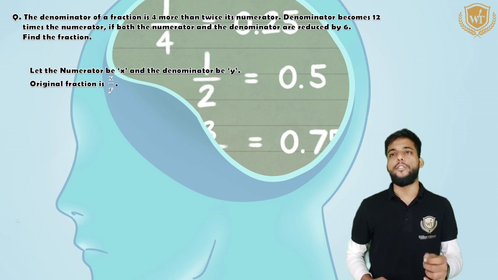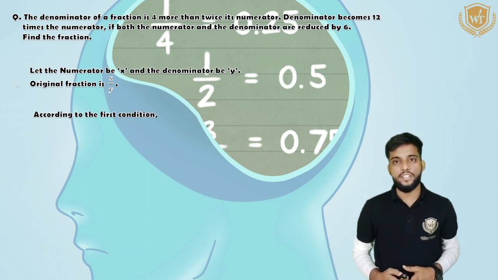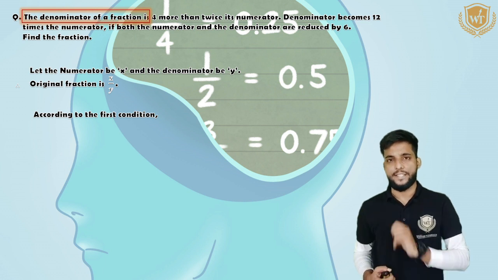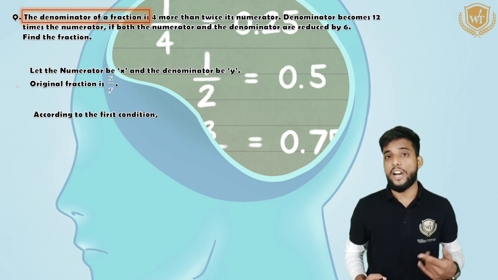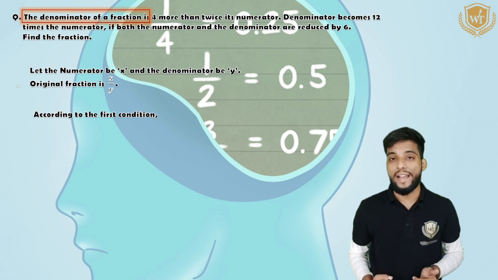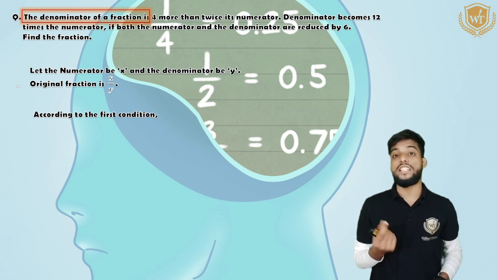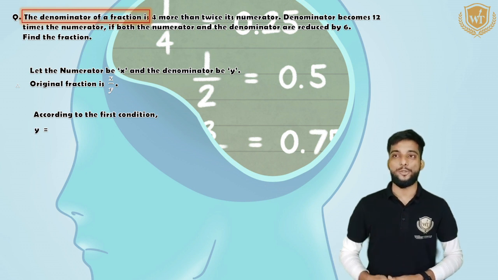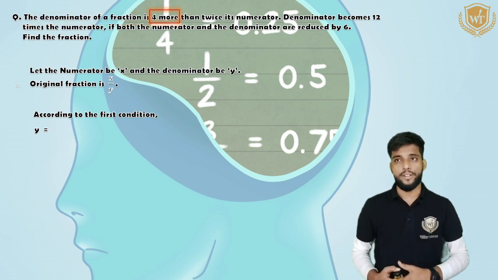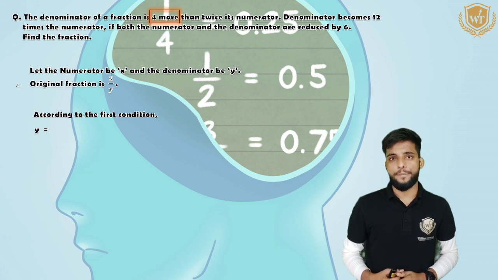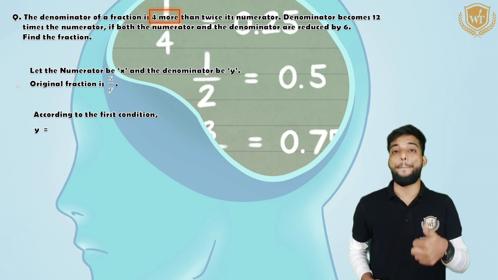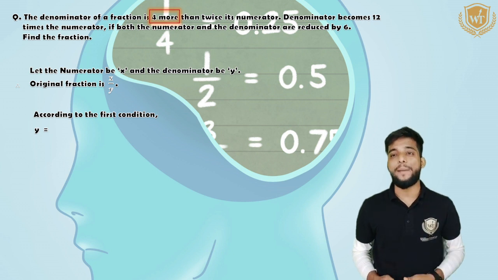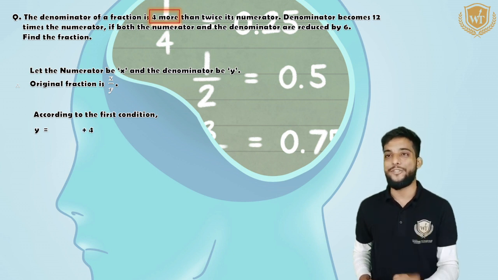Let us focus on the first condition. The first condition states, students, that the denominator of a fraction is. Now we know that we have assumed the denominator as y. Question mein the word used is. Matlab y is equal to, perfect students, 4 more. Now 4 more, matlab we are going to introduce a plus sign after leaving some space, and 4 more bola hai, matlab we are going to write plus 4, students.